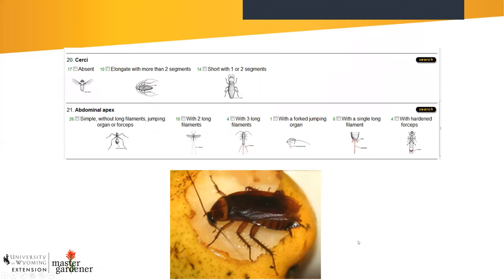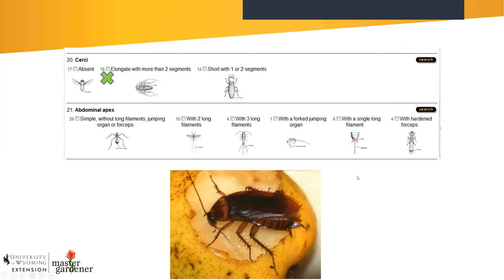So cerci, now let's talk about that. Earwigs have the hard pincer-like cerci. This particular insect does have cerci back here. It's hard to really tell. It's certainly more than absent, short with one or two segments. I'm thinking it's probably longer than that. It looks a lot like that, so we will choose that.